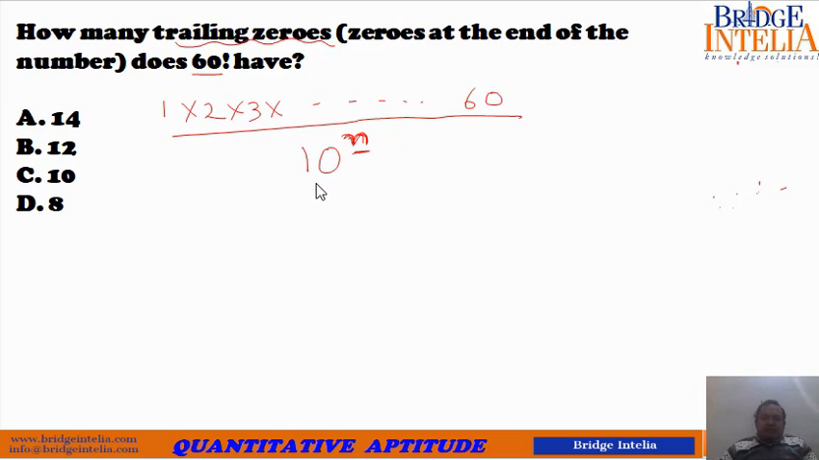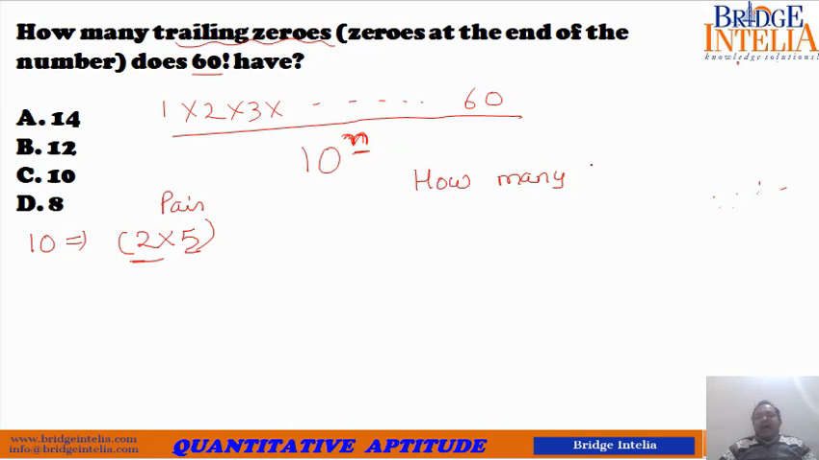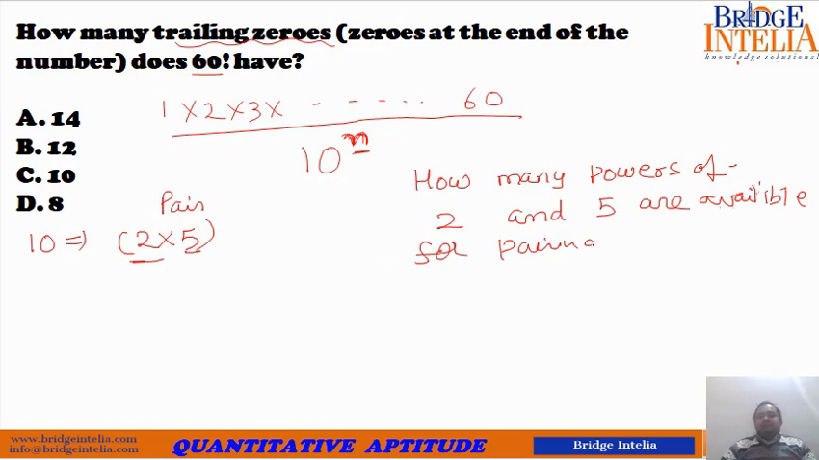So let's see. You have to worry about creating 10. So the pairing elements to create 10 are 2 and 5. So 1, 2 pairs with 1, 5, 10 gets created. So basically you have to wonder how many powers of 2 and 5 are available for pairing. So each 5 requires each 2. That means 1 multiple of 5 requires 1 multiple of 2.